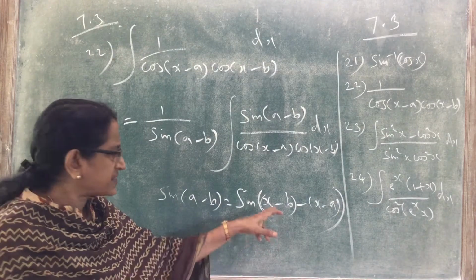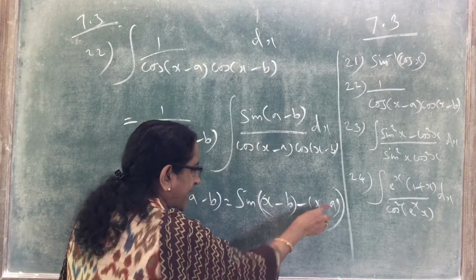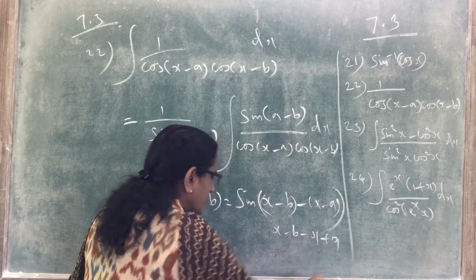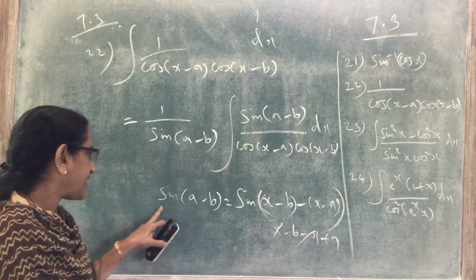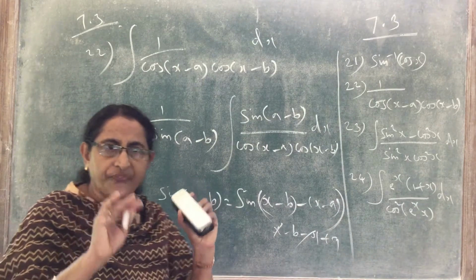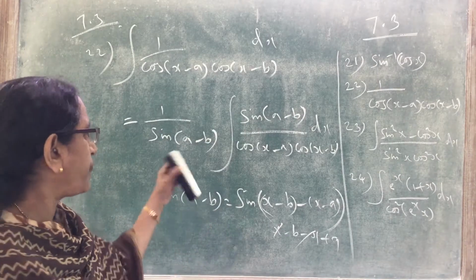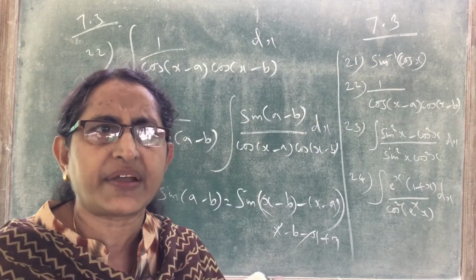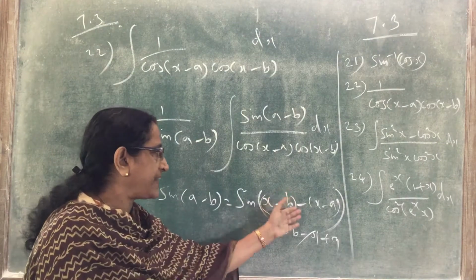Simplify that, what do we get? When we open the bracket, x minus b, minus into x, minus into minus a gives plus a. So x minus x cancels, and we get a minus b. So that is actually sin a minus b. So sin a minus b is equal to sin of x minus b minus x minus a. To make the integration possible, we are doing that. We want to write sin a minus b as sin of x minus b minus x minus a.